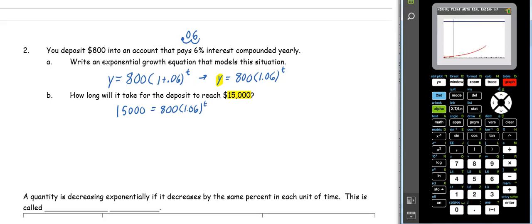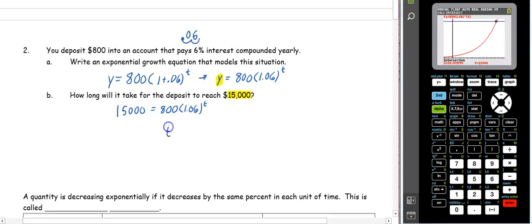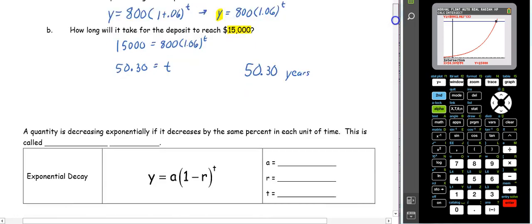So now we can see both of our lines. Now that red line's a little bit hard to see the intersection, so I'm going to go back to my window and I'm going to move the x max a little bit bigger to 60. So when I graph now I can clearly see the intersection. So now that I can see the clear intersection, I'm going to hit second trace option 5 and hit enter 3 times. So we get an intersection of 50.30. So it's going to take 50.30 years for that money from the initial deposit to reach $15,000.